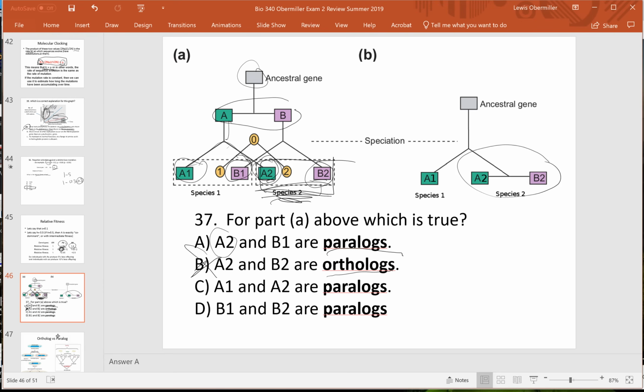They're different groups. Like we talked about hemoglobin A and hemoglobin B. All the hemoglobin Bs are in the same family. A1 and A2 are paralogs. A2, that's not true. These are orthologs. These are paralogs. This one is true. B1 and B2, that's not true. Those are orthologs. So the answer is A.